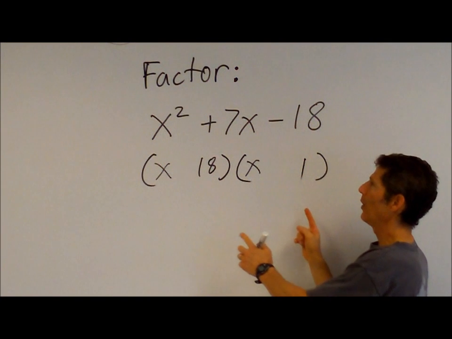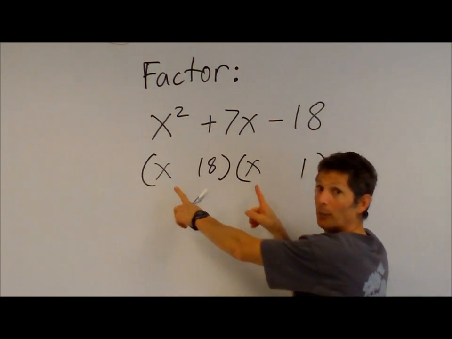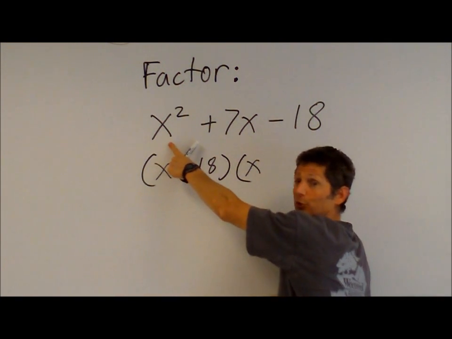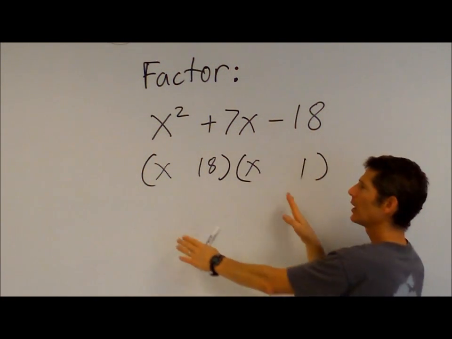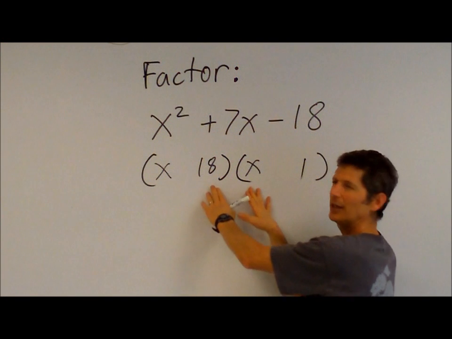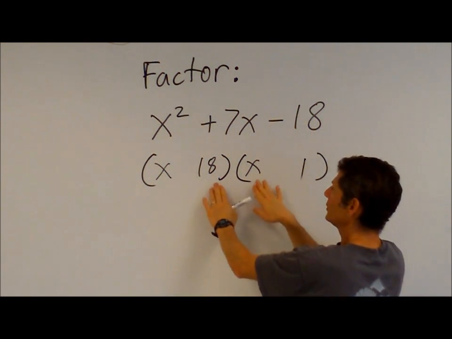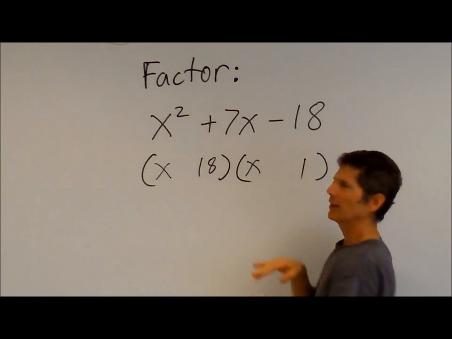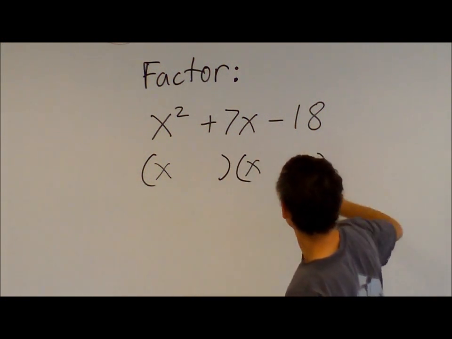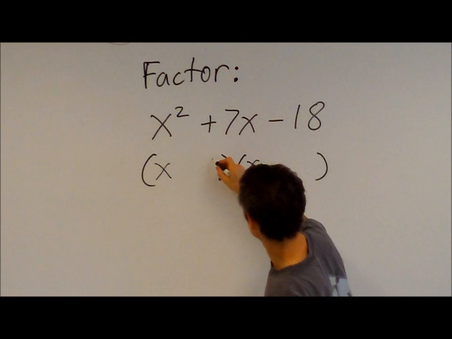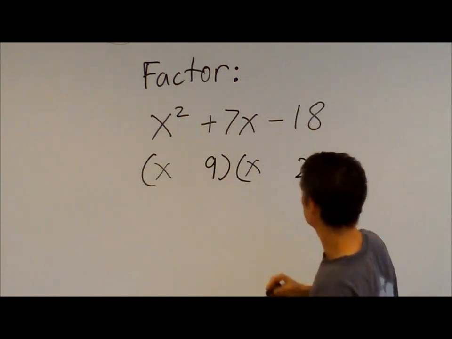Somehow, after I multiply the first terms to get the first term and multiply the last terms to get the last term, the middle term comes from multiplying the outers and the inners and adding them up. So this gives me an 18x and a 1x. I don't think I can get a 7 out of that. I don't either. So I think I'm going to need maybe a 9 and a 2. Is that going to work?